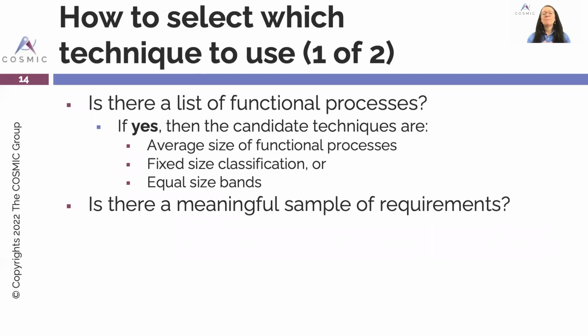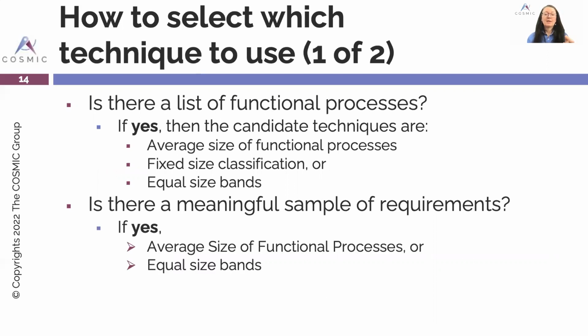Is there a meaningful sample of requirements? Meaningful means you have a certain number. If yes, then average size of functional process will be fine, or equal size bands can work well. Otherwise, fixed size classification might be a better technique.